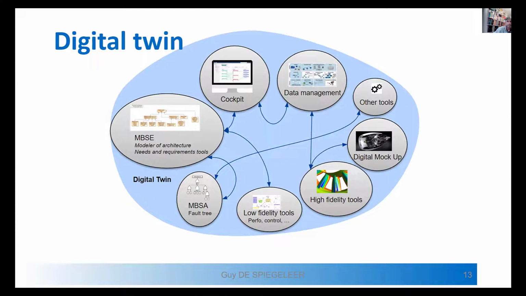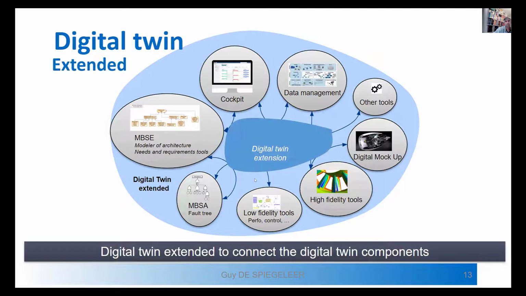And the key point here is that there are lots of interfaces and connections, and the consistency of the data is not secured. If you modify something anywhere, how sure are you that the modification is provided to the other tools that are inside the digital twin? So this is why we introduced what we call a digital twin extension. This is a new device that will connect the different components of the digital twin to secure their consistency, what we call the digital twin extended.